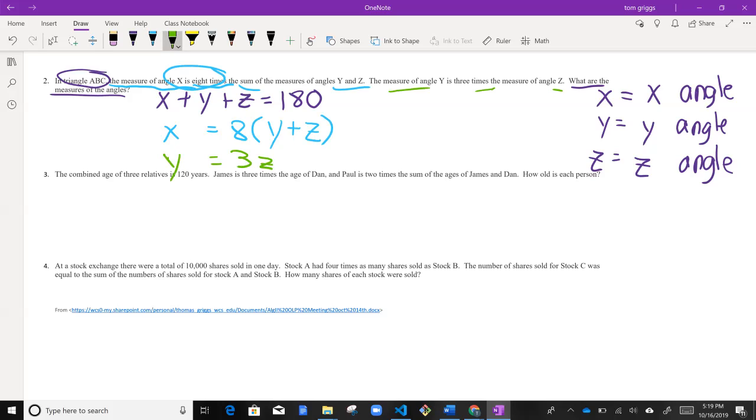If you're struggling to solve these, reach out to me, let me know. But that's how you set up these problems. Most of these problems are very similar to that format.